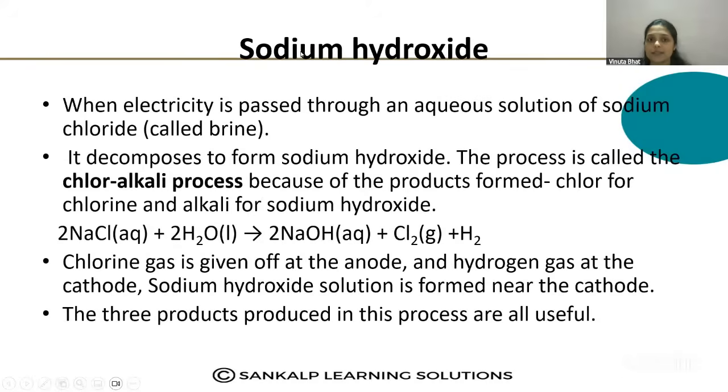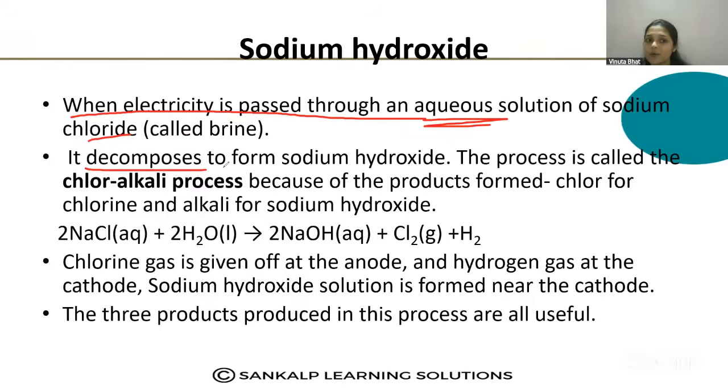Sodium hydroxide. Okay, how the sodium hydroxide is produced. When electricity is passed through the aqueous solution of sodium chloride, that aqueous solution of sodium chloride is called a brine solution. Aqueous means the sodium chloride that is present in water.